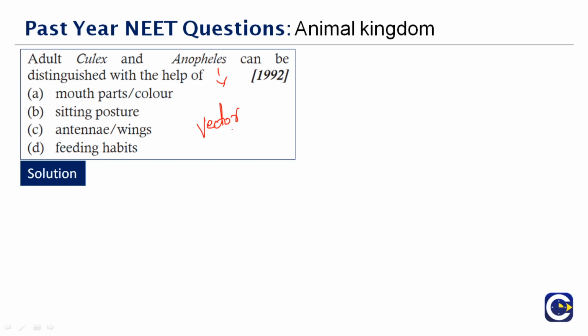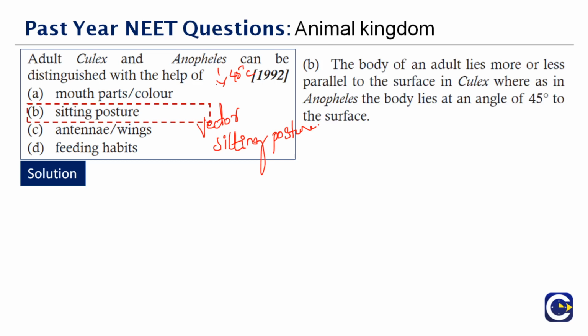So how do they identify? If you see the sitting posture, or the position, in Anopheles it will be 45 degrees, and for Culex it will be somewhat parallel to the surface. So that sitting posture actually gives you a differentiation between these two types of mosquitoes. The correct answer is option B.